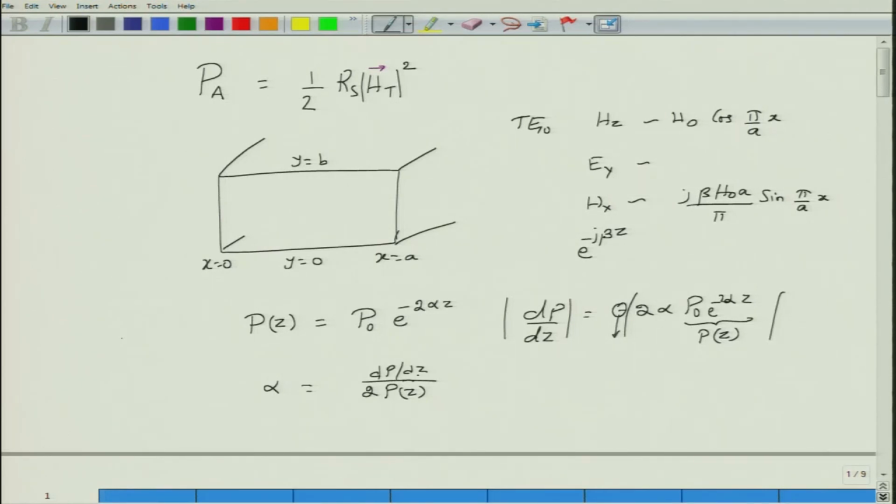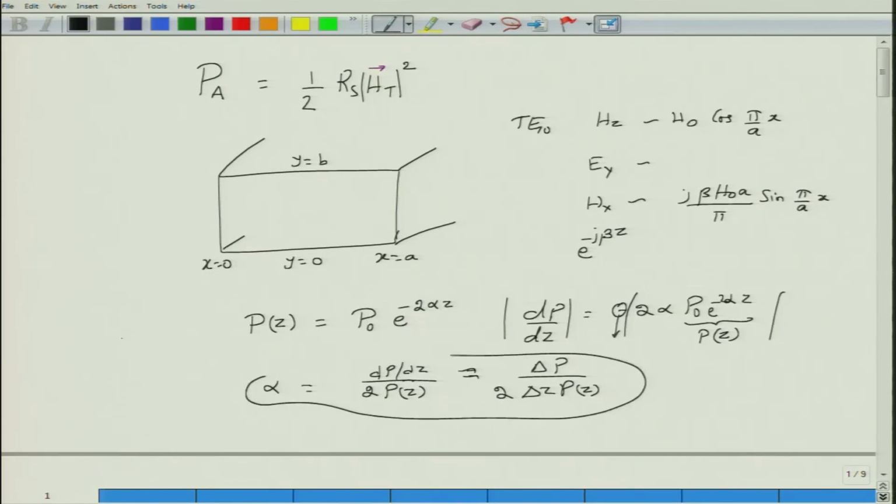Okay. So, if you find out what is the change in the power along the propagation direction, which we will call delta P, that is, the power per unit length along that direction, and then multiply this by the power that you are using at z itself, this would give you some indication of alpha.